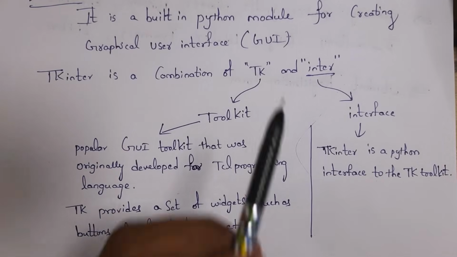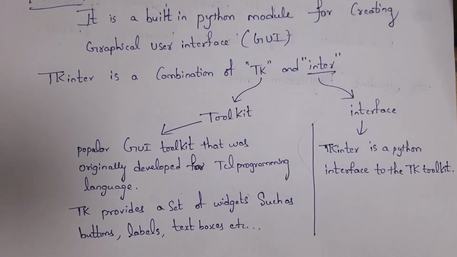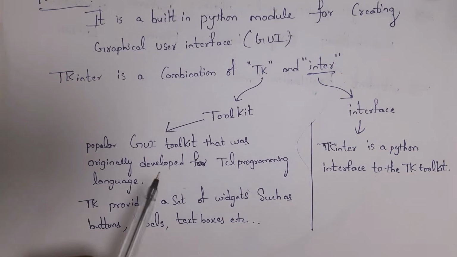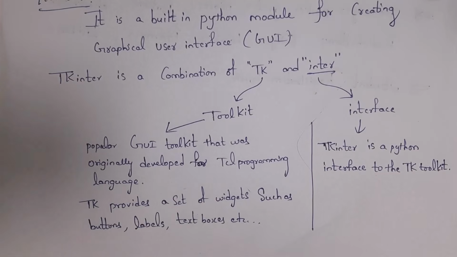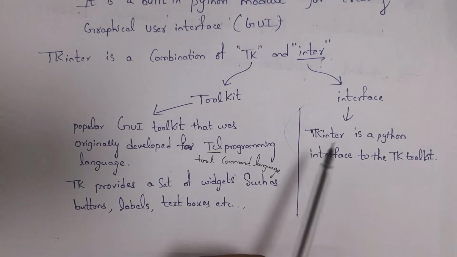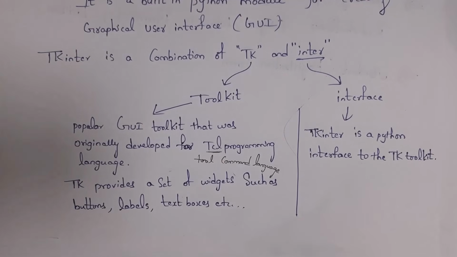Tkinter is a combination of two words. They are tk and inter, where tk stands for toolkit and inter stands for interface. This tk provides a set of widgets like buttons, labels, text box and so on. Actually this GUI toolkit was developed for the TCL programming language, where TCL stands for tool command language. The tkinter module is a Python interface to the tk toolkit. That means by using the tkinter module, we can establish communication between Python and the tk toolkit. Whenever you import the tkinter module in Python, you can use this tk toolkit in Python itself.